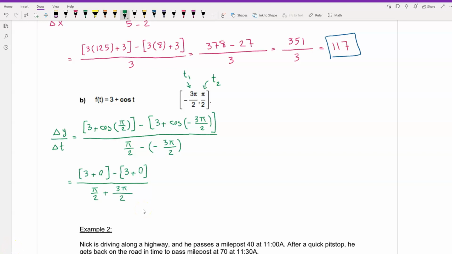So now what we have in the denominator is pi over 2 plus 3 pi over 2. So this is equal to 3 minus 3, and in the denominator, we have pi plus 3 pi is 4 pi divided by 2. So we have 0 divided by 4 pi over 2. So the answer is 0. So this is the answer for part B, average rate of change.